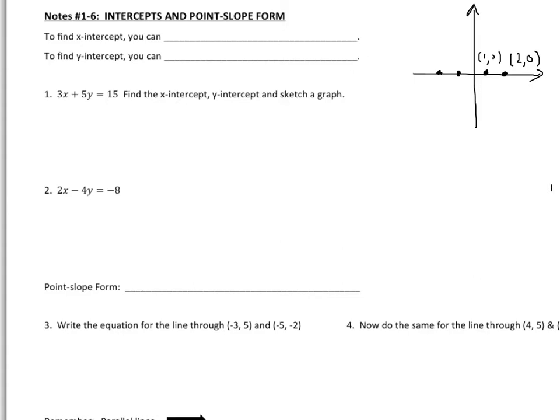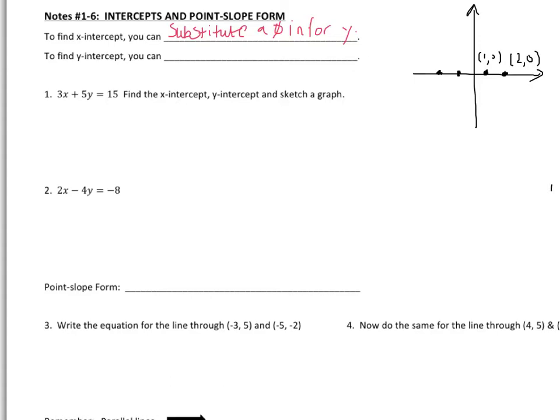So if we take this into how we are going to find the x-intercept, what you're going to do is substitute a 0 in for y. Okay, well, the same thing holds true for the y-intercepts.